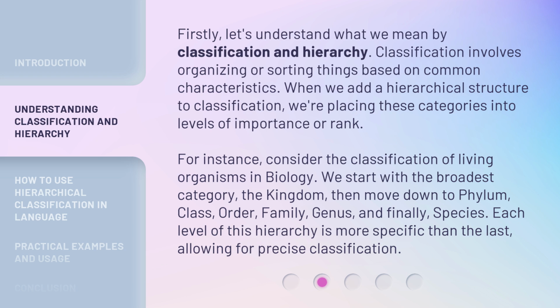For instance, consider the classification of living organisms in biology. We start with the broadest category, the kingdom, then move down to phylum, class, order, family, genus, and finally, species. Each level of this hierarchy is more specific than the last, allowing for precise classification.